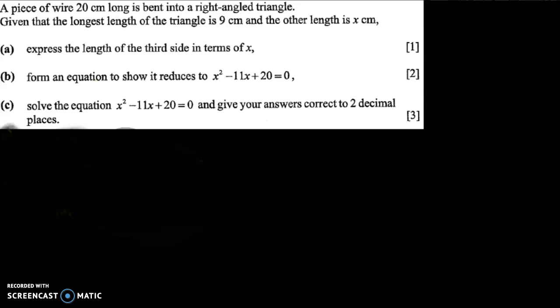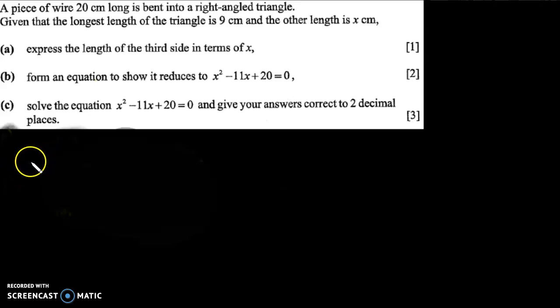Okay, so let's begin. This question has several parts to it. A piece of wire 20 centimeters long is bent into a right angle triangle. Given that the longest length of the triangle is 9 centimeters and the other length is x centimeters, express the length of the third side in terms of x.